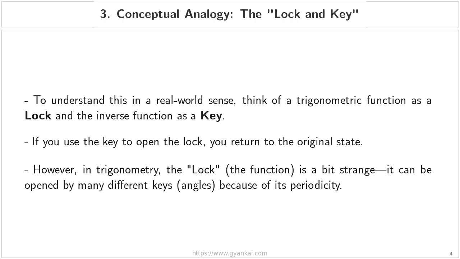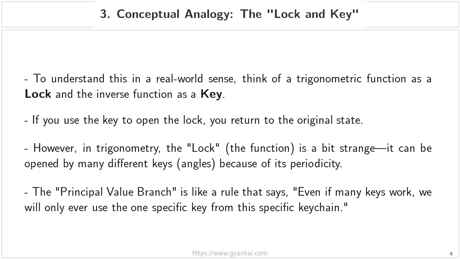However, in trigonometry, the lock is a bit unusual. Because trigonometric functions are periodic, meaning they repeat their values at regular intervals, this lock can actually be opened by many different keys or different angles that all produce the same output. This is precisely why we need the principal value branch. You can think of this branch as a strict rule that says, even if many different keys could technically open the lock, we will only ever recognize and use one specific key from a designated keychain. Keeping this analogy in mind will be very helpful as we move into the next slide, where we will apply these concepts to some worked examples.